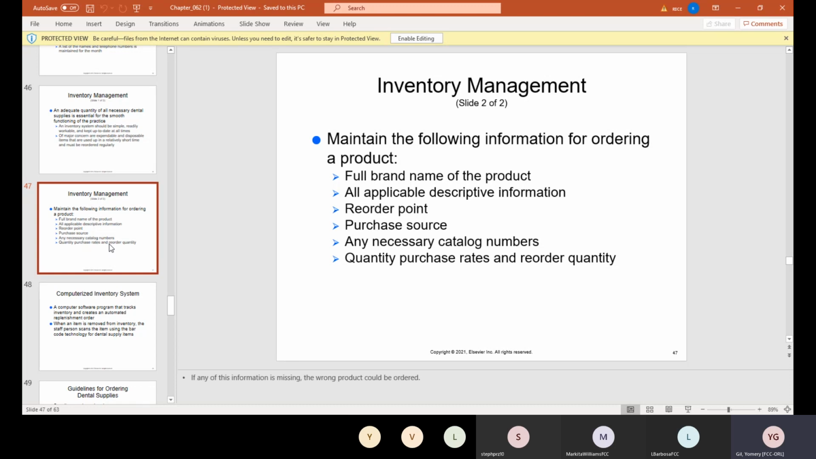Quantity purchase rates and reorder quantity. Quantity purchase rates basically means what the price is for what you're ordering. If you order more, do you get a discount? If you order less, is it more money? And then the reorder quantity. Sometimes your office is pretty steady-paced, so you always know how much of something you'll need, because it'll be almost the same every month or however often you make your orders.